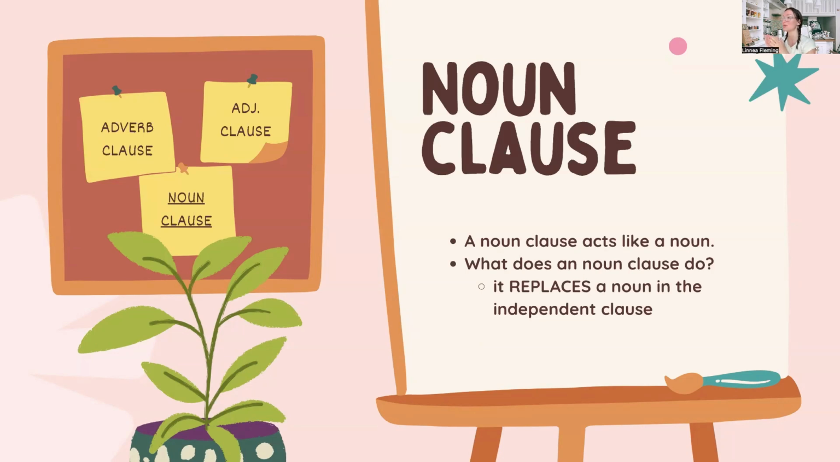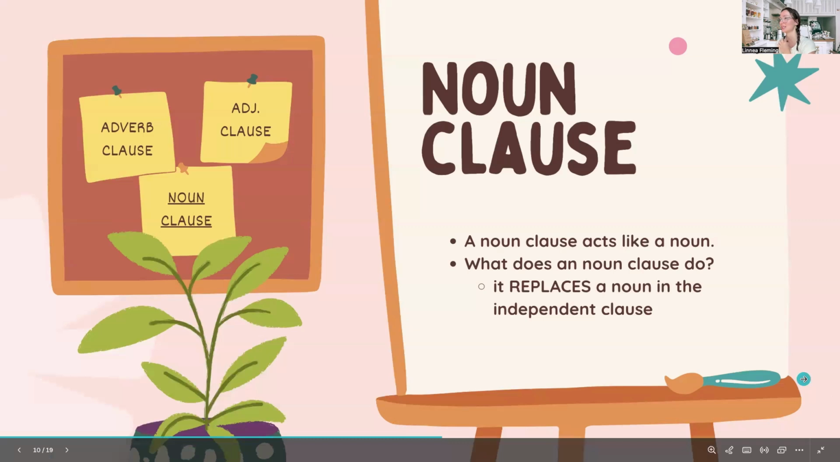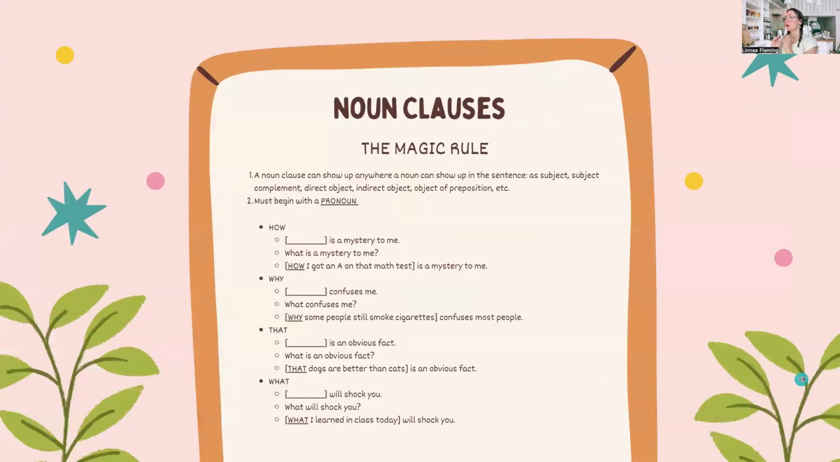So that means that it replaces a noun in the independent clause. It replaces a noun. That's very interesting. Let's take a look how we do it. So if a noun clause is going to replace a whole noun, then a noun clause can show up anywhere in the sentence, anywhere in the independent clause where a noun could show up. And there's a bunch of places where you can have a noun in the sentence.